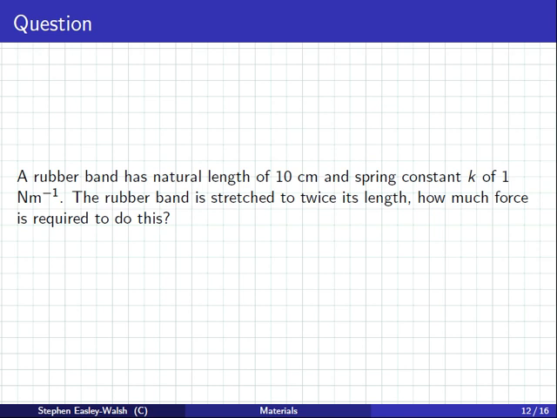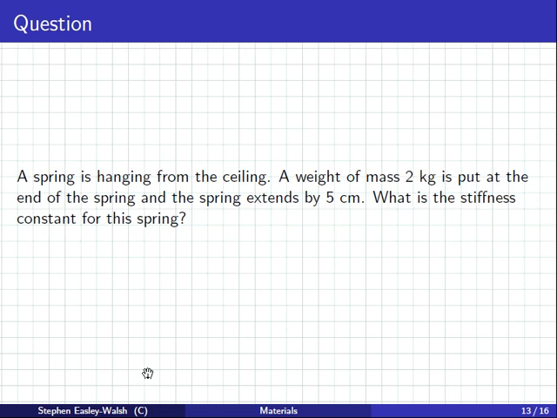So what's the formula for F? 0.1 times 1. So what's the answer here for the force? Yeah, 0.1. So that's an easy one. Don't bother writing that down.